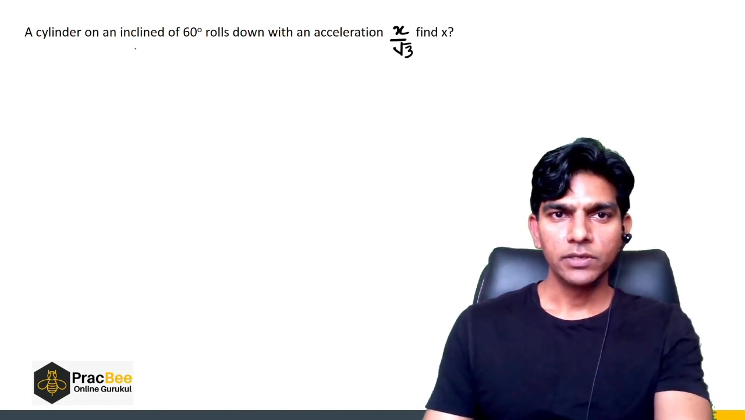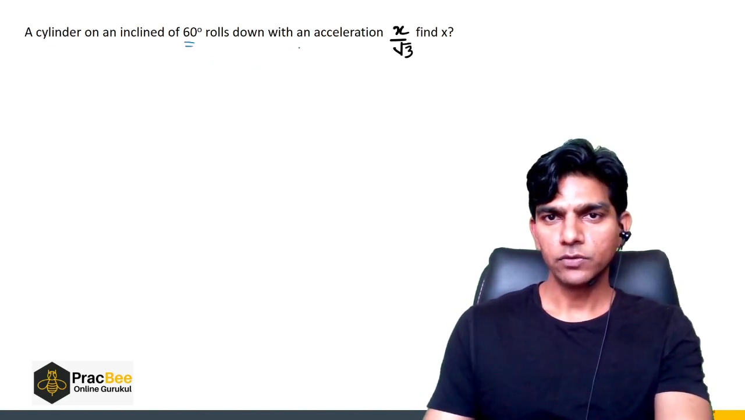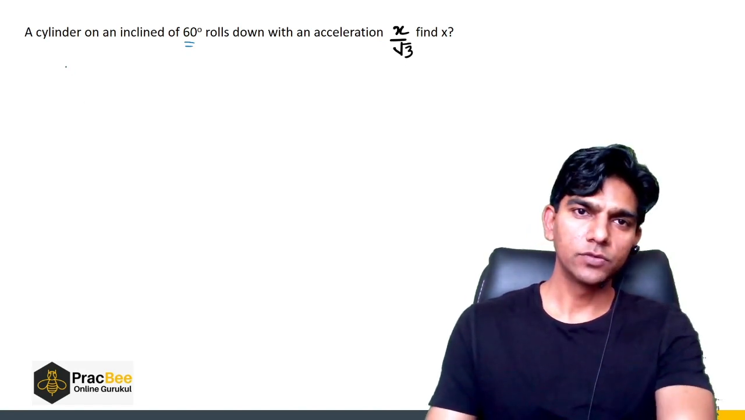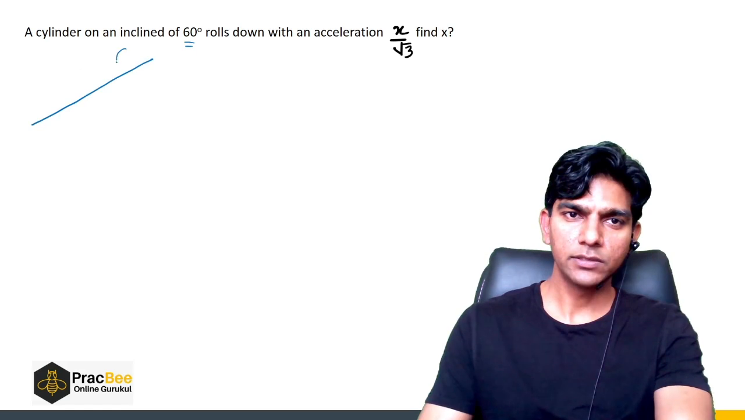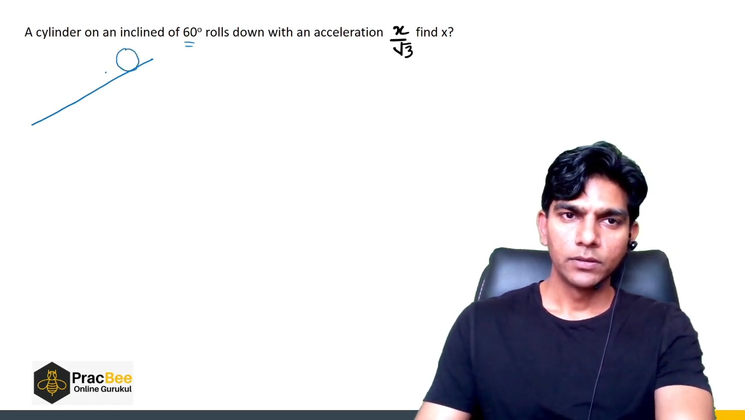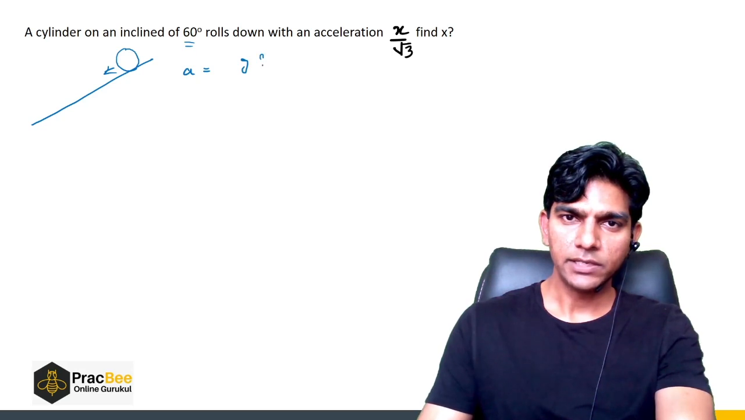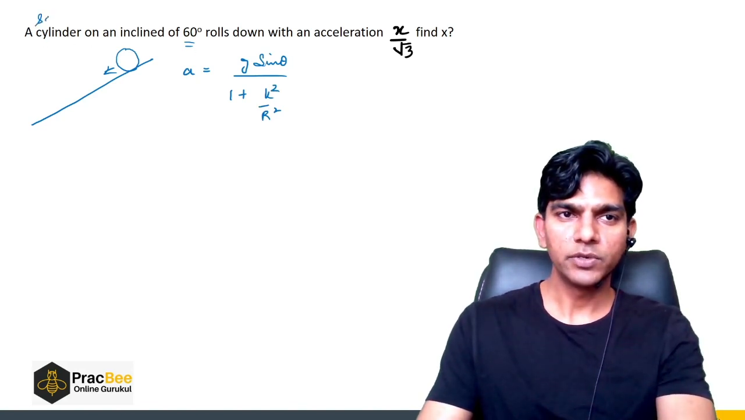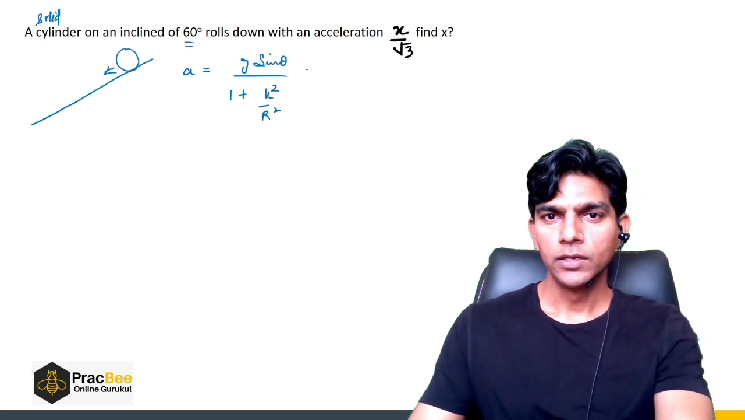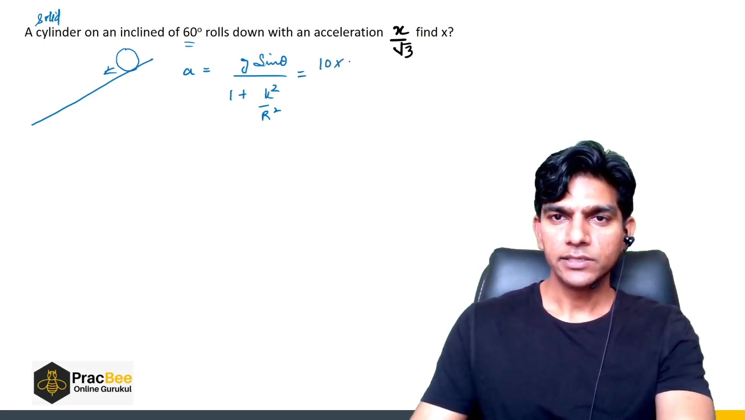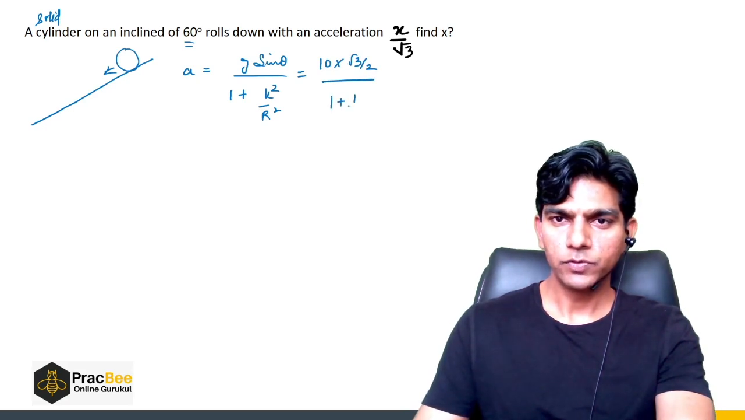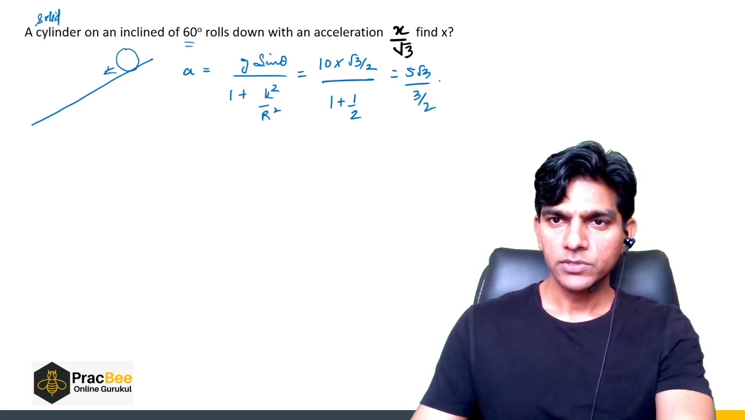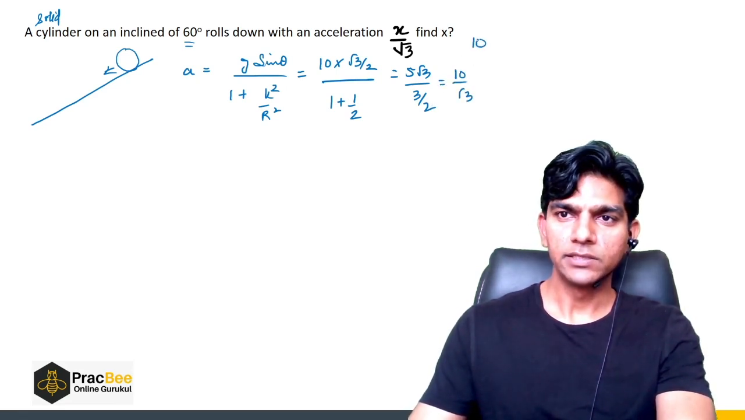Next, a cylinder on an incline of 60 degrees rolls down with an acceleration x by root 3. Find x. So we know what the acceleration down the incline is if there is a body which is rolling down. Acceleration will be given by g sine theta upon 1 plus k square by r square, and the k square by r square value for a solid cylinder, so I'm taking a solid cylinder, is 1 by 2. So this will become 10 sine 60, which is root 3 by 2, divided by 1 plus 1 by 2. So this will be 5 root 3 divided by 3 by 2. So it comes out to be 10 by root 3. So 10 is the answer.